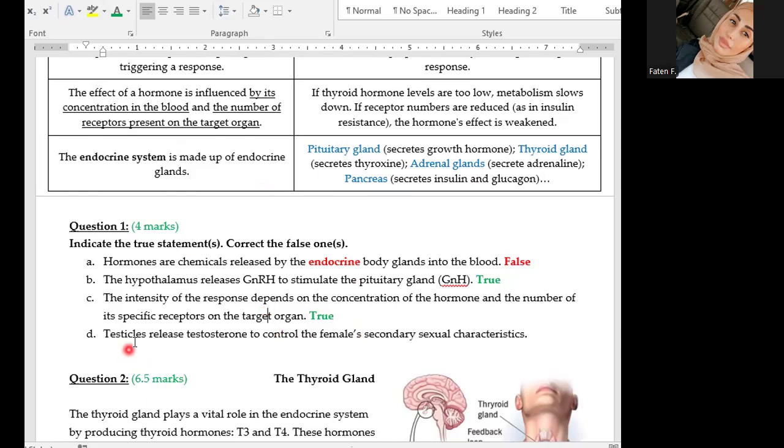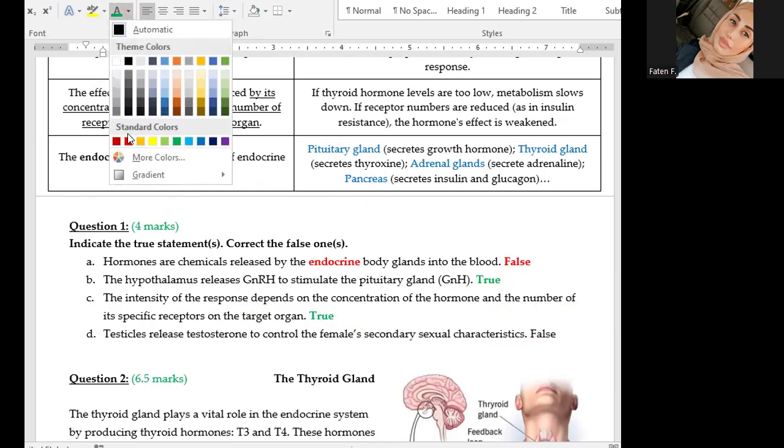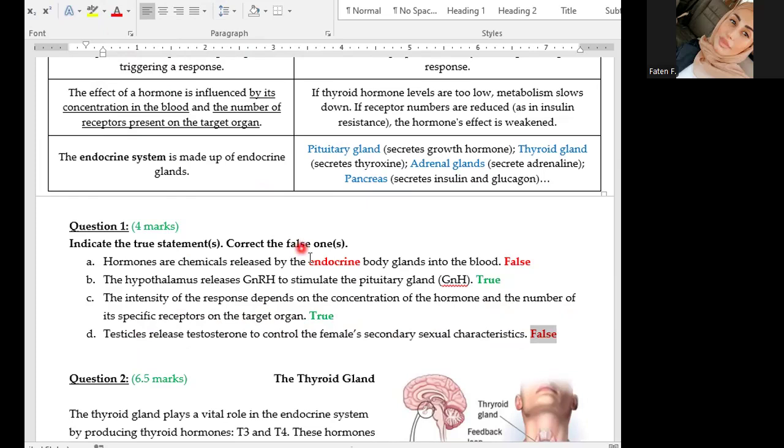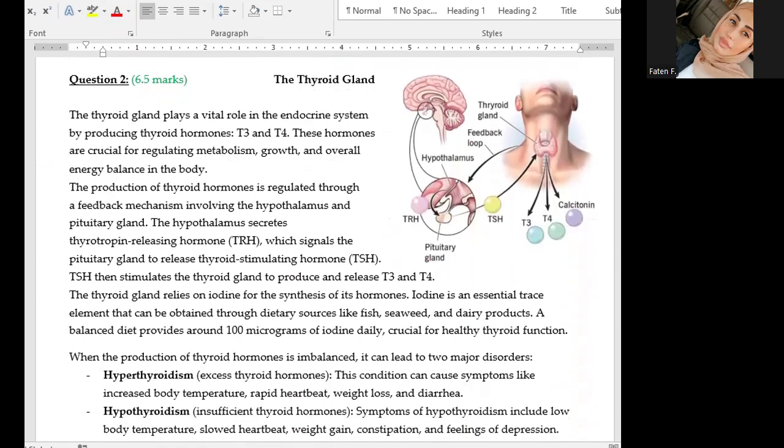Testicles, which are a sexual gland or gonad, they release testosterone to control the female secondary sexual characteristics. This is a false statement because females do not have testicles. Testicles release testosterone to control the male's secondary characteristics. Okay, this is how we correct the question. Let's move to question number 2.